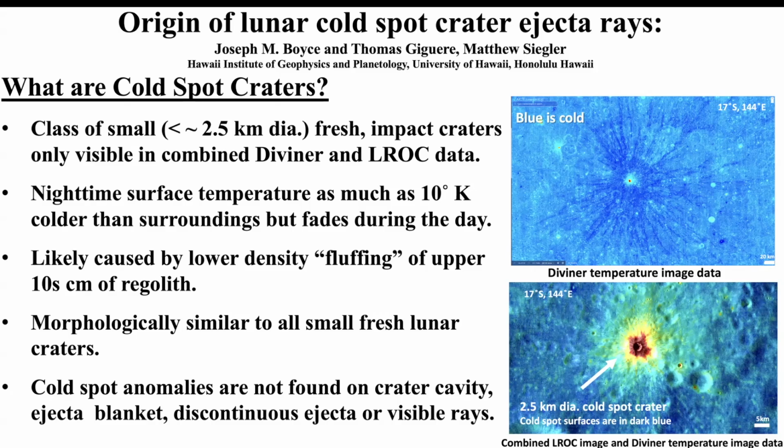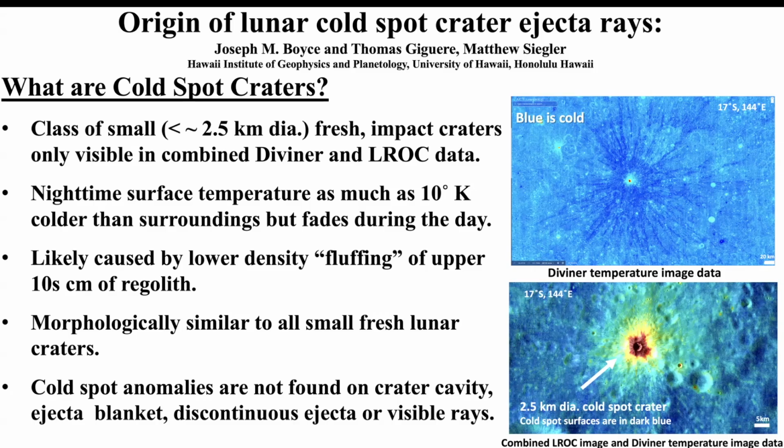Cold spots, why do they call them that? The nighttime surface temperature is as much as 10 degrees Kelvin colder than the surroundings, and then fades during the day. So this is all about thermal inertia. So why are these colder? Likely caused by lower density fluffing of the upper, just 10 centimeters or so of regolith. They're morphologically similar to all other small fresh lunar craters. So to the eye, to visible light, they're not apparent.